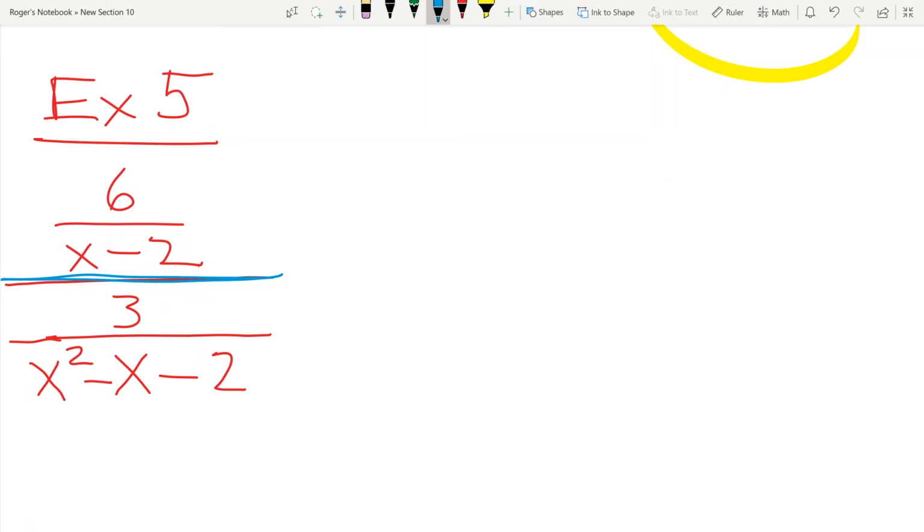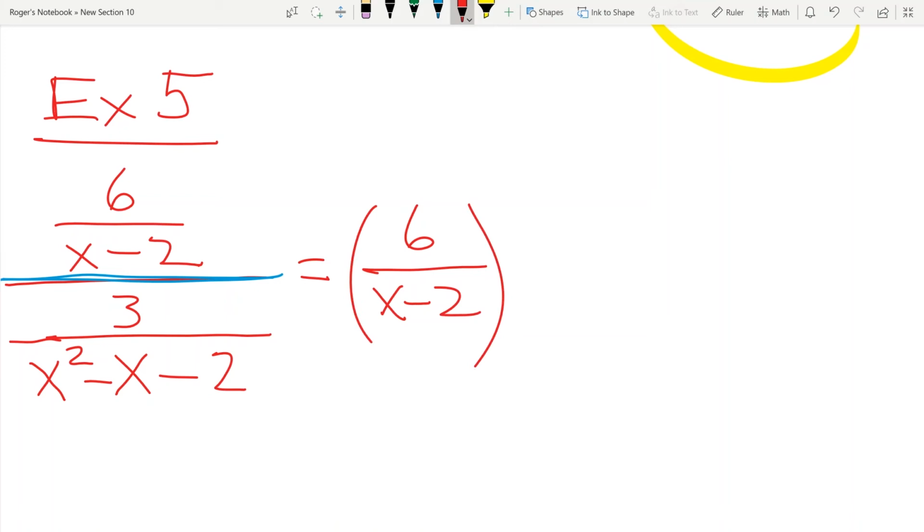Now, same procedure. Bottom fraction is inverted and changed, and the operation is then changed to multiplication. So notice that this will become 6 over x minus 2, and the whole thing will now be multiplied by x squared minus x minus 2 all over 3. Okay? I don't really need the first parentheses. I guess I could take those out of there.